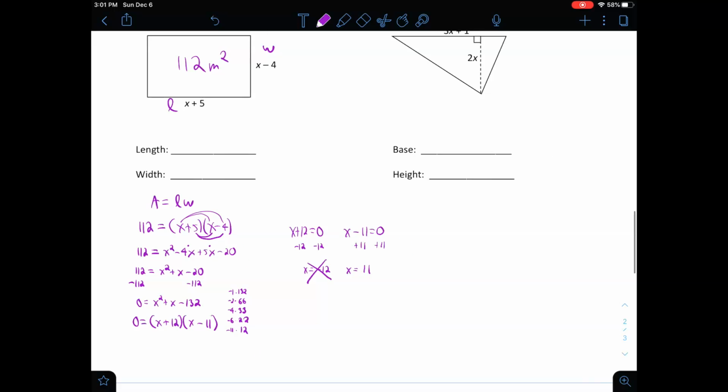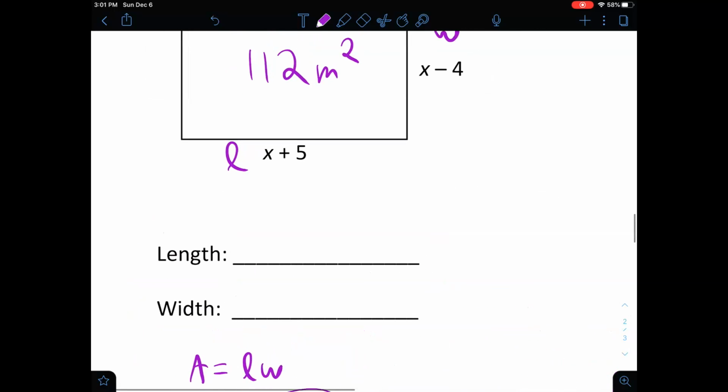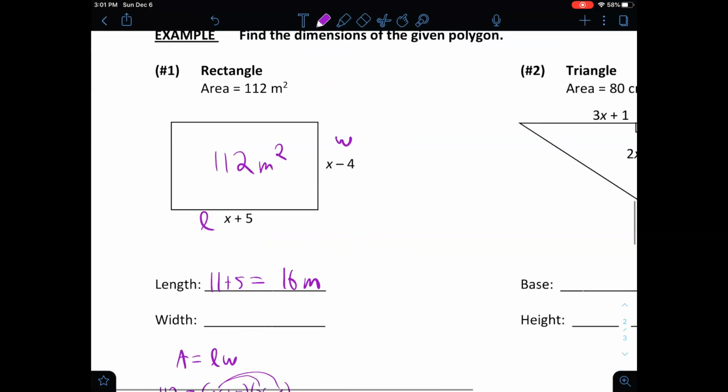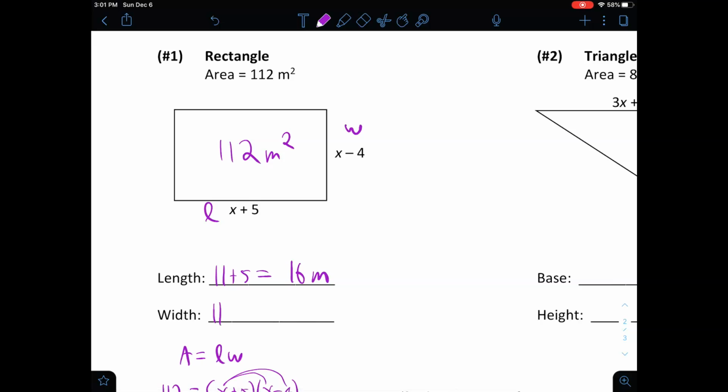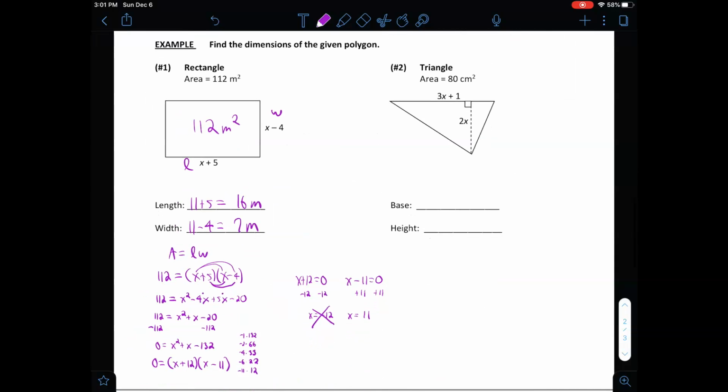So we're going to take this 11 and plug it into these equations here. The length was x plus 5, so 11 plus 5, which equals 16 meters. And the width is x minus 4, so 11 minus 4, which equals 7 meters. And there's your answer. That's how you do it.